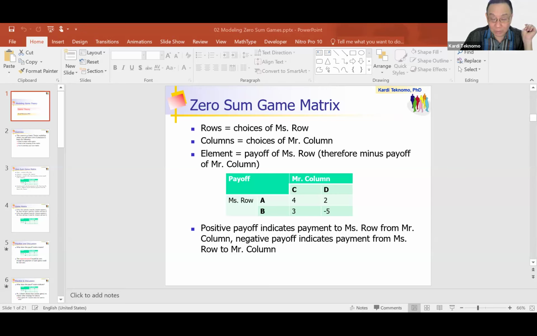When you see a positive payoff, it means Miss Row will gain from Mr. Column. When you see a negative payoff, it means Miss Row will pay Mr. Column. There's only one number here because this represents zero-sum games. That means when Miss Row gains, Mr. Column loses, and vice versa. So this is the first type of game.